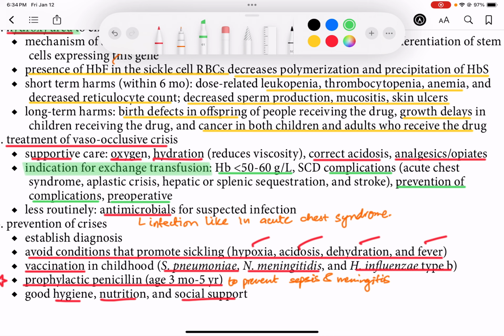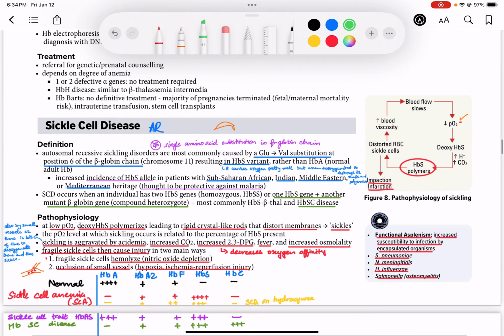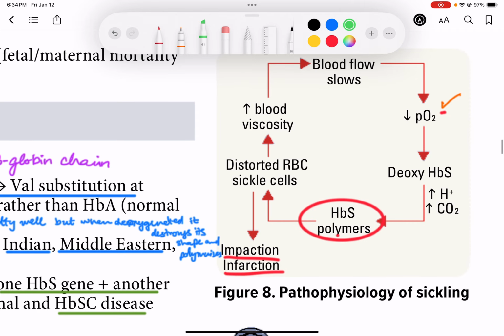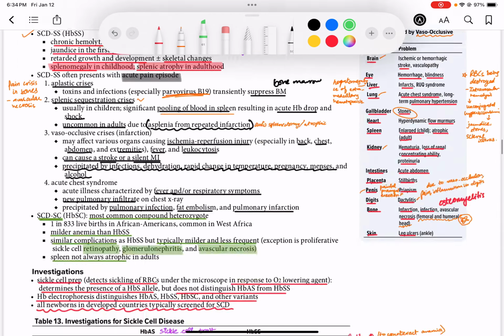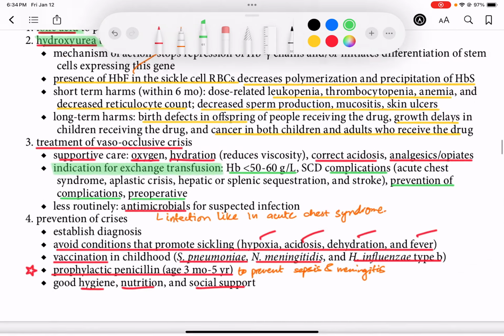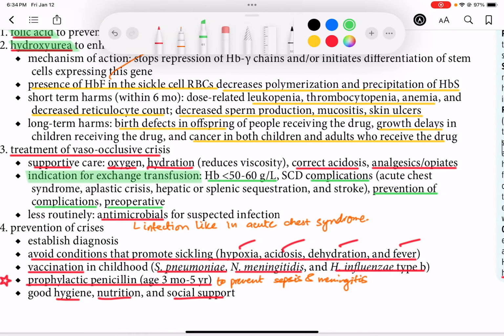And hydration, what it would do is reduce the viscosity and then reduce the polymerization, try reducing deoxygenation of hemoglobin S, just like over here in this cycle. So if we decrease the blood viscosity, then all of this would decrease and hemoglobin S would not polymerize that much. So we are going to try to give hydration to reduce viscosity and correct acidosis.